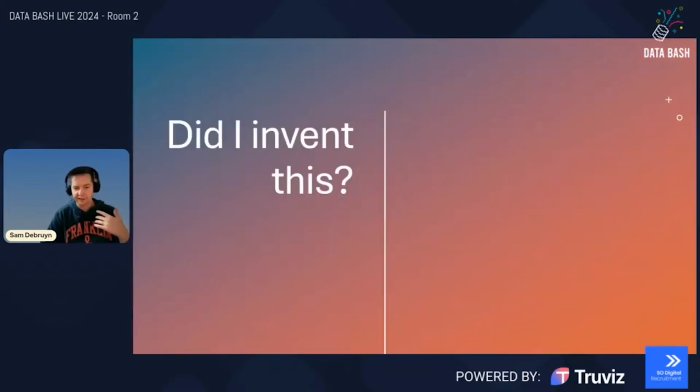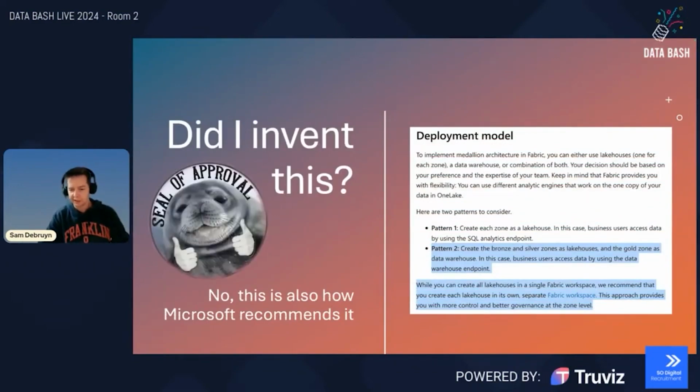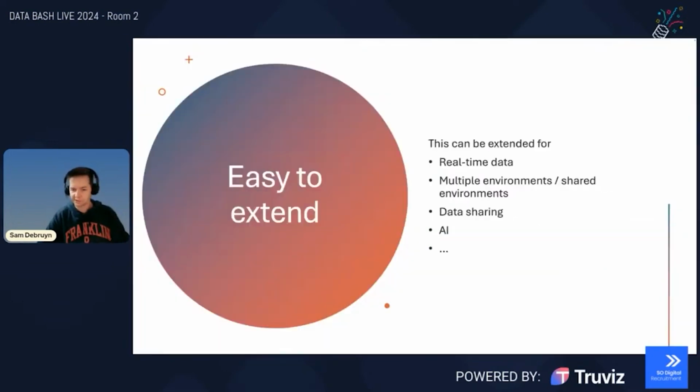Did I invent this? Well, no, you can also find this in the Microsoft documentation. Microsoft also recommends working with bronze and silver zones as lakehouses, gold as a warehouse, and splitting everything up in its own Fabric workspace. So I didn't reinvent the wheel there, as they say. This is also the general recommendation.